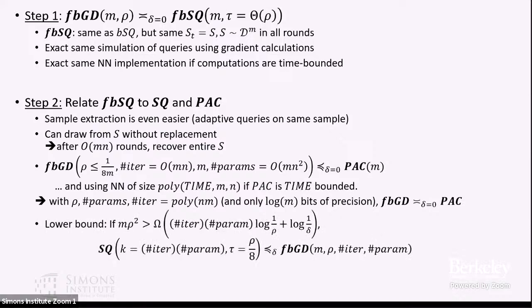Okay, so we also have a lower bound here, but it is much more disappointing. Before we had a lower bound saying that if the batch size times the tolerance squared is high, then we cannot go beyond SQ. We have a similar lower bound here, but now the batch size times the tolerance squared has to be higher than something polynomial in the number of iterations and number of parameters. This is a very weak lower bound, and then we can go beyond SQ.